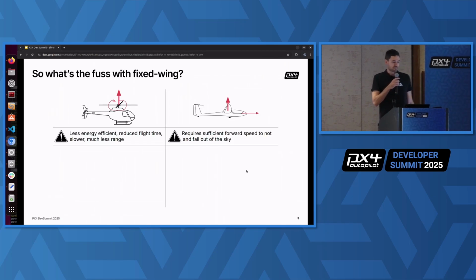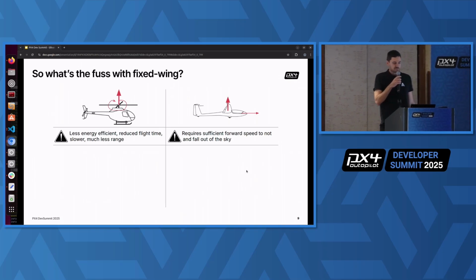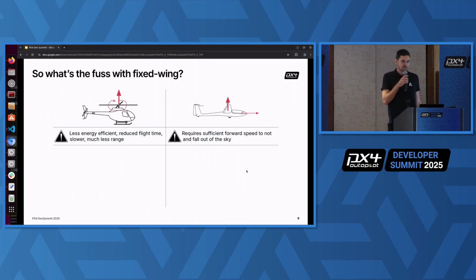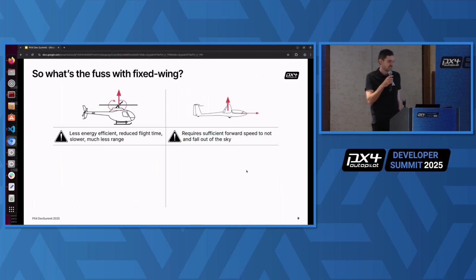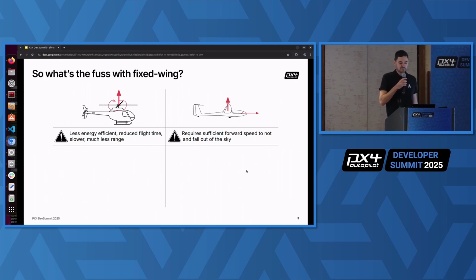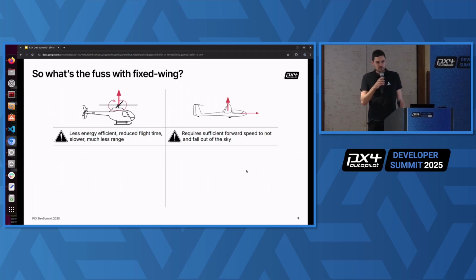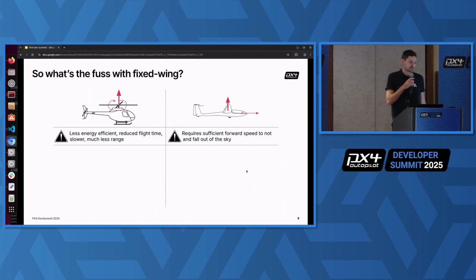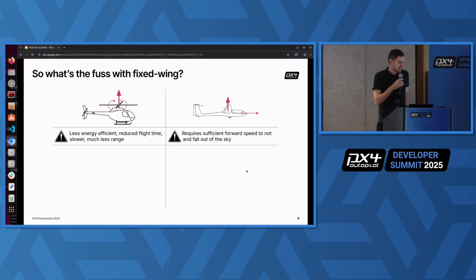So what's the fuss with fixed-wing? Why go through all this pain? Well, first of all, the distinction between rotary wing and fixed wing is very simple. Rotary wings have a rotor that keeps them airborne. It allows them to fly stable on site. They don't have to move actually. But due to various physical reasons, they are much less efficient, have reduced flight time, and less speed than fixed wings have.